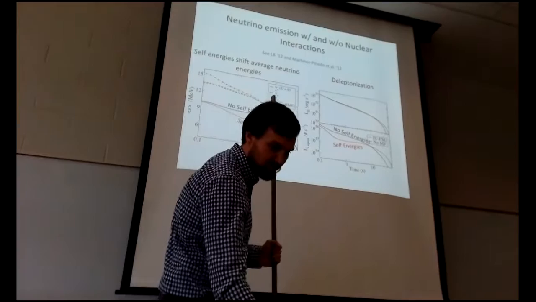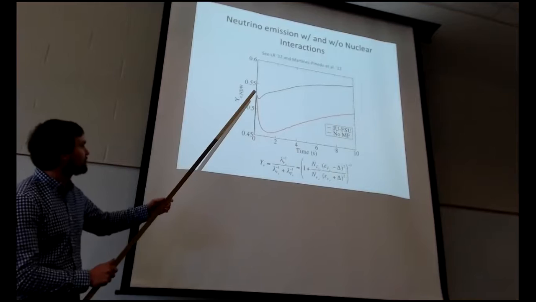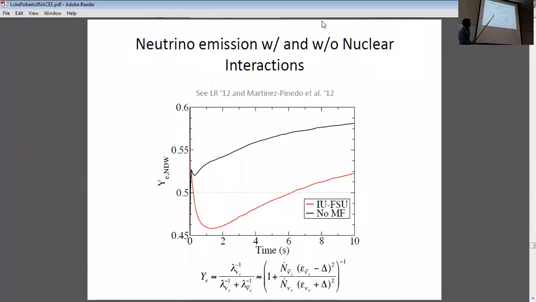And if I look at how the electron fraction of the neutrino-driven wind evolves with and without these interactions, I find that without the interactions, the cross-sections are quite similar. And so that means that the average energies of electron neutrinos and electron anti-neutrinos are quite similar. So there's a more or less equal number of captures, and I get electron fractions a little bit above 0.5, but things are quite symmetric.